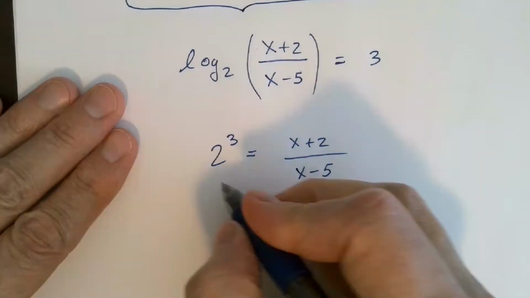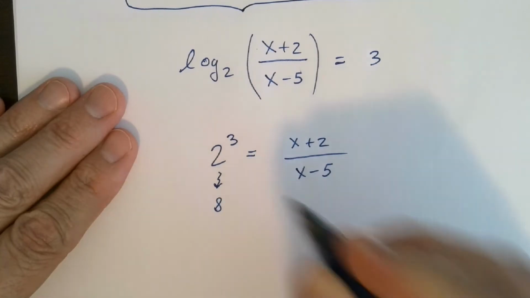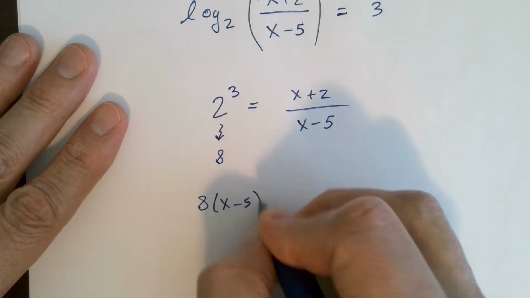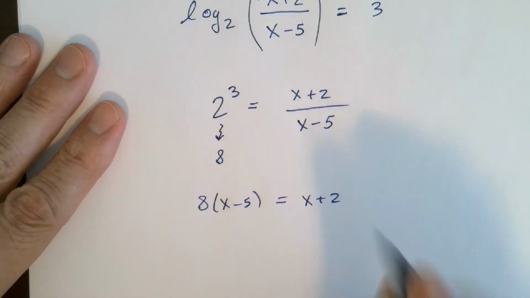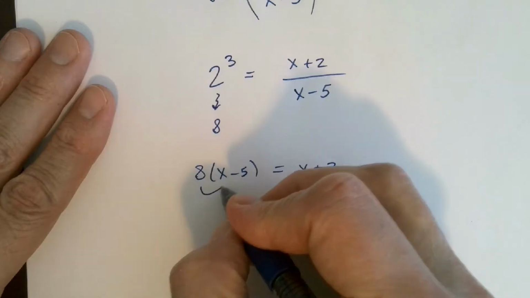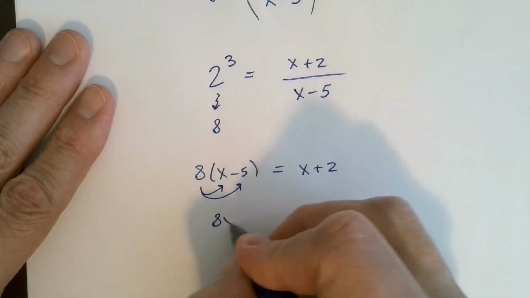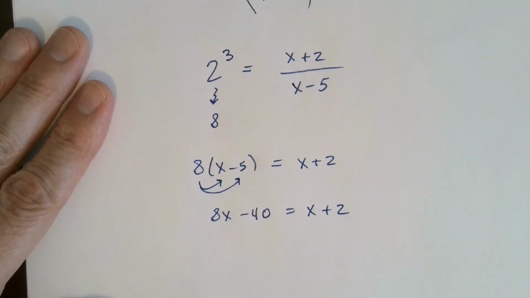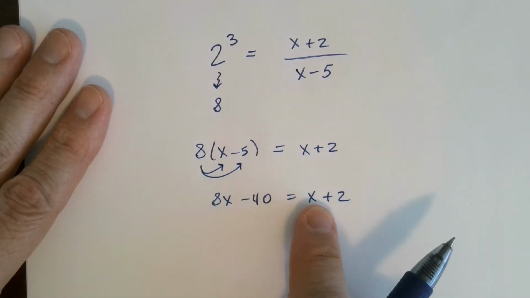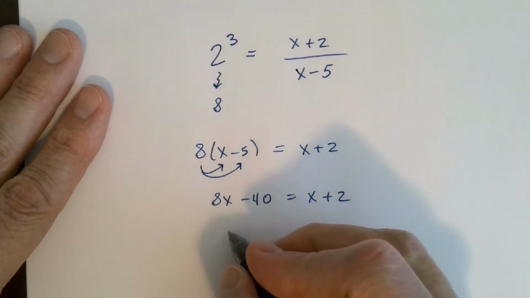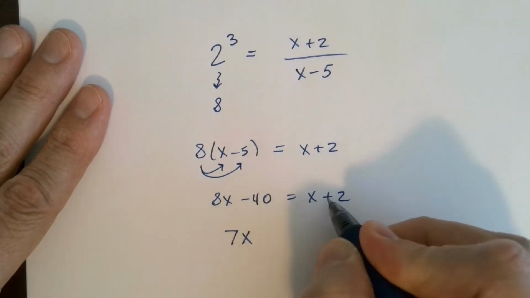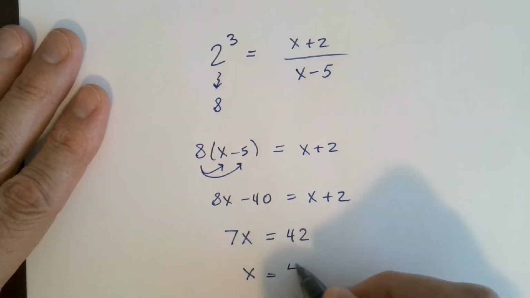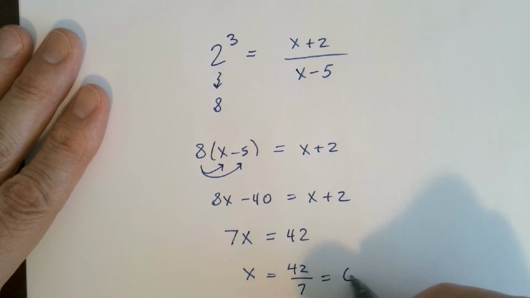And what is 2 cubed? 2 cubed is 8. So if I multiply both sides by x minus 5, I get this simple linear equation, right? I can distribute the 8, and subtract x from 8x gives me 7x. Add 40 to both sides, I get 42. And dividing by 7, I get 6.